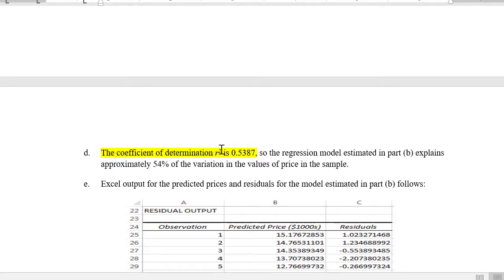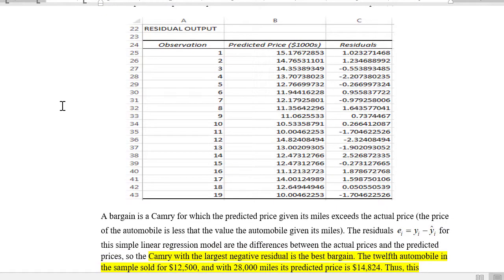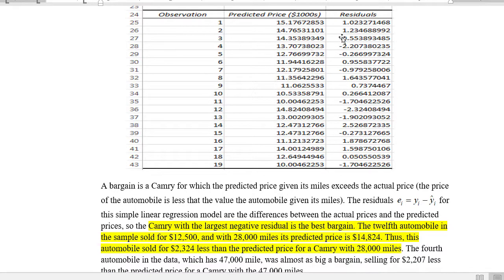We saw what the coefficient of determination is. Part E, you would do the residuals, and the highest negative residuals would indicate where the cheapest car was, and that would be right here on number 4 and number 12. So I was looking at some indication of those two cars. The 4th and 12th model is the best one, and then the 4th one.